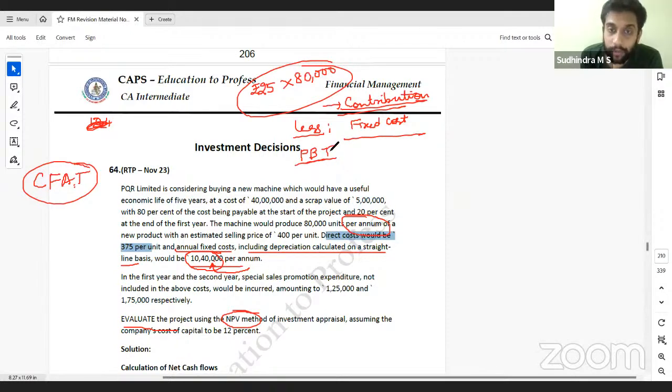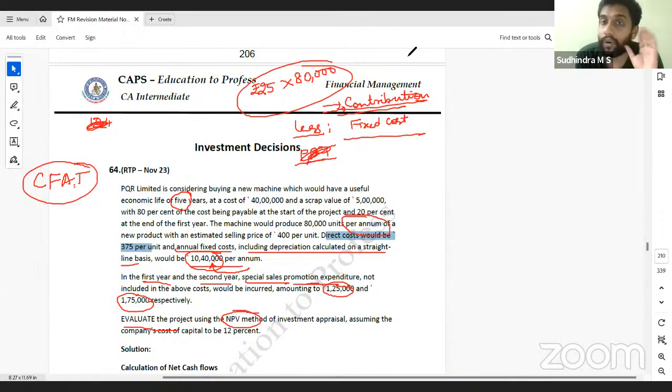Then no, it's not profit before tax because we have some more expenses here. In the first year and the second year, special sales promotion expenditure not included above, 1,25,000 and 1,75,000. This is applicable only for the first year and second year. Total number of years is 5. So you should have 5 different columns now. Contribution will be common. You can start from contribution directly. So contribution minus fixed cost 10,40,000 will be the same for all 5 years. But this additional expenditure, 1,25,000 for the first year and 1,75,000 for the second year, will give you profit before tax. Then have they given us the tax rate?